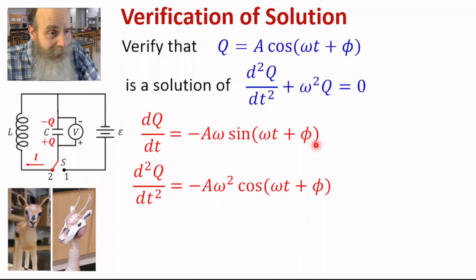Now let's differentiate it again. Derivative of sine is cosine. Again, we get the factor omega coming in front. So we have negative A omega squared cosine omega t plus phi.